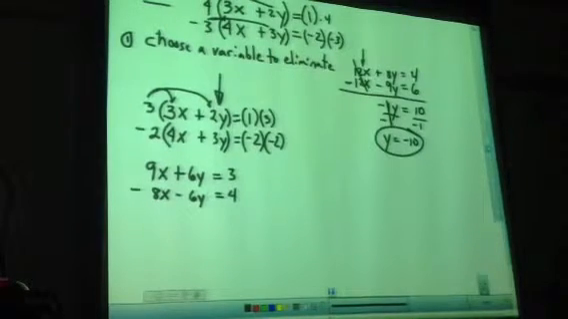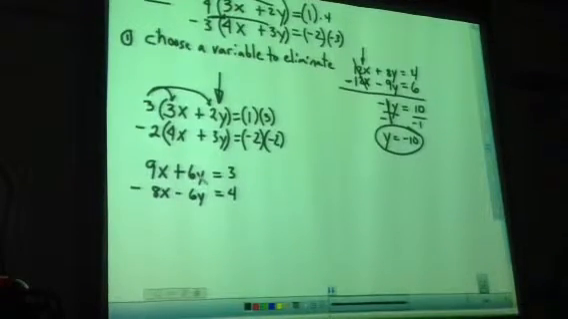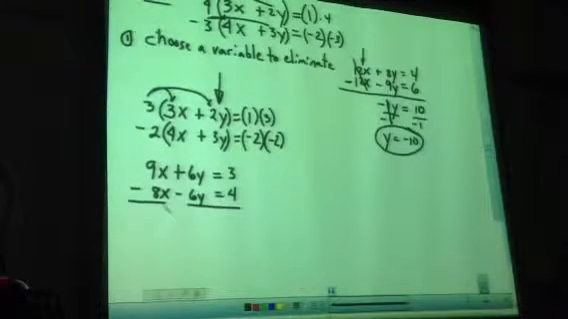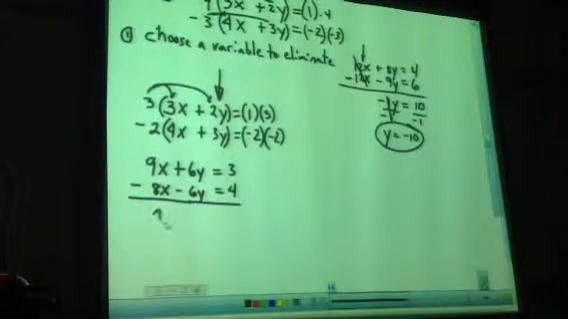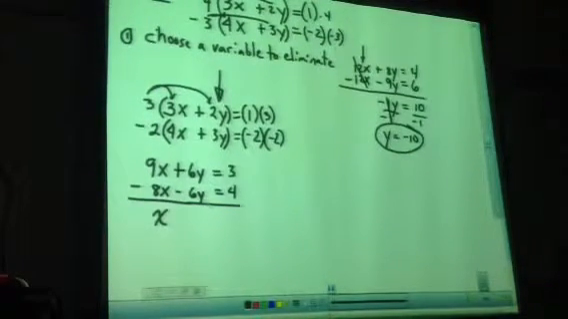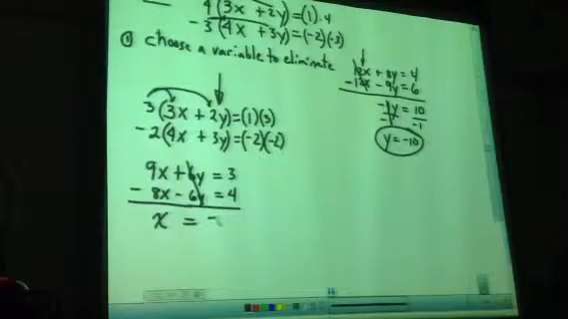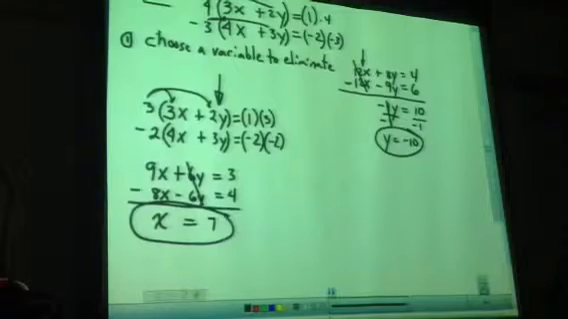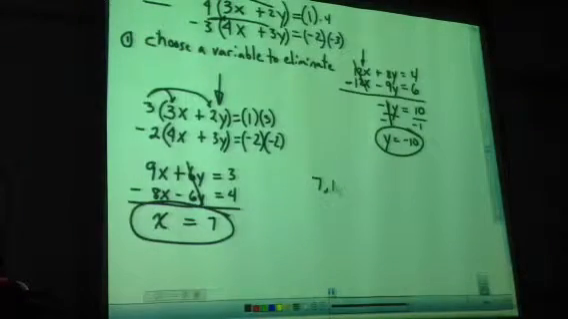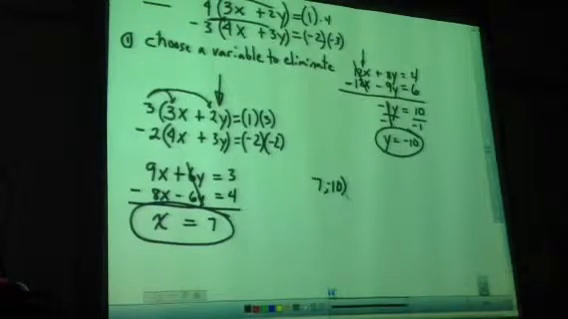Now do you notice what happened to the y's? You got 6y here and minus 6y here. So when I add those two equations together, 9x minus 8x is going to be 1x. 6y minus 6y cancels. And 3 plus 4 is going to be 7. So x is 7, y is negative 10.